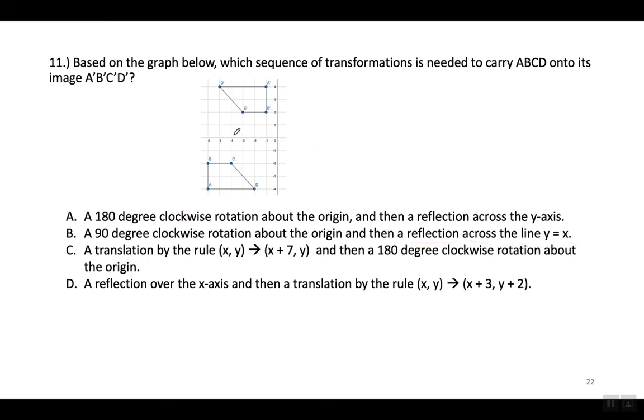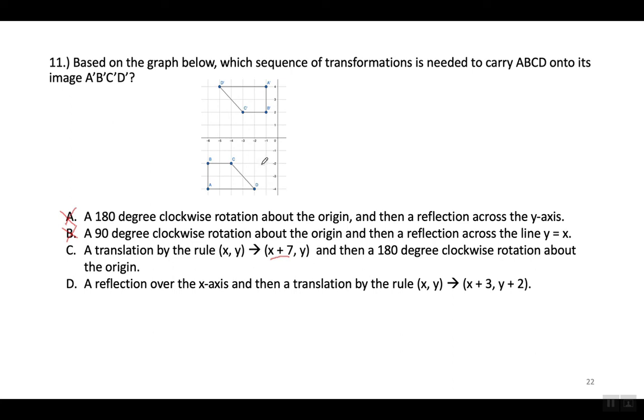So far, the first two answers are wrong. And I did not write out the coordinates. Just having a rough idea of where it's going to end up is all you need. Okay, letter C. A translation by this rule. This rule means that you're going to move the quadrilateral 7 units to the right. And then a 180 degree clockwise rotation about the origin. Let me think about this for one second.